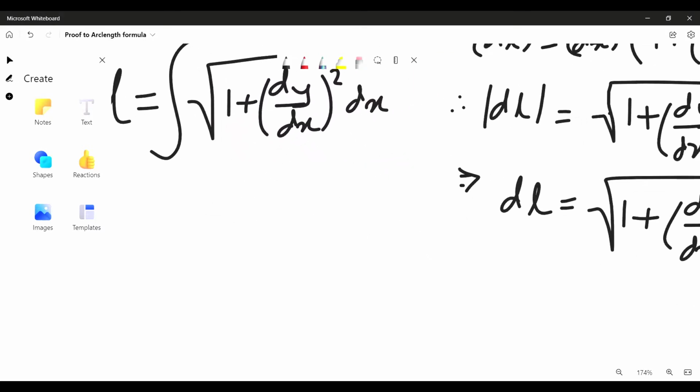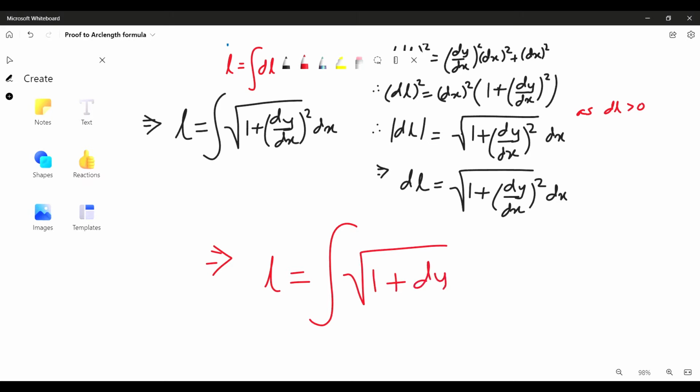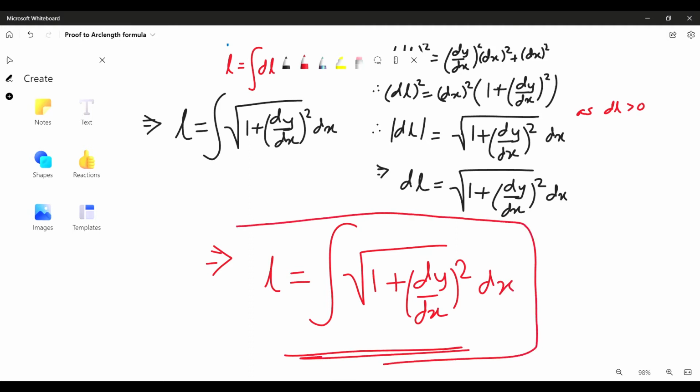And this is in fact our formula, because dl was this. So we get at the end L is equal to the integral of root of 1 plus (dy over dx) squared, dx, as the arc length formula for a generic function.